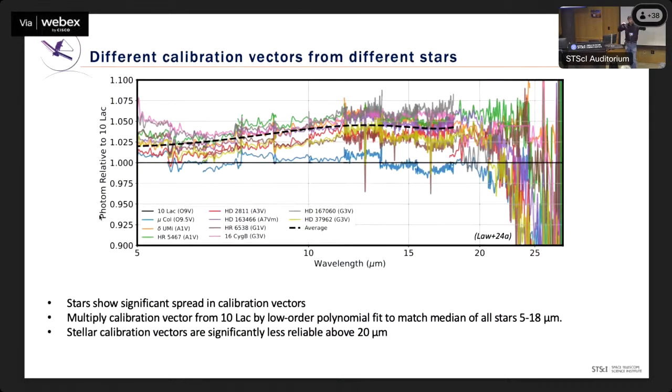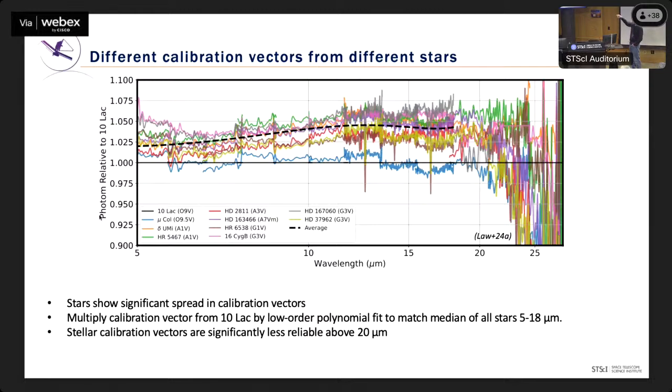So in order to move things onto some average for all of the stars, we observed all various different cal stars, O, A, and G type stars. We ratioed their calibration vectors against 10 Lac, and then did a low-order polynomial shift so that we could match that average response vector in the range of 5 to about 18 microns or so.